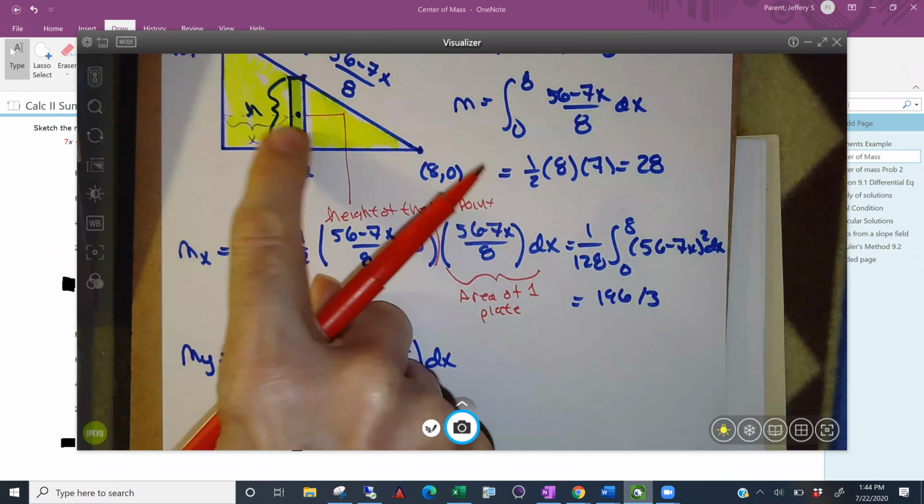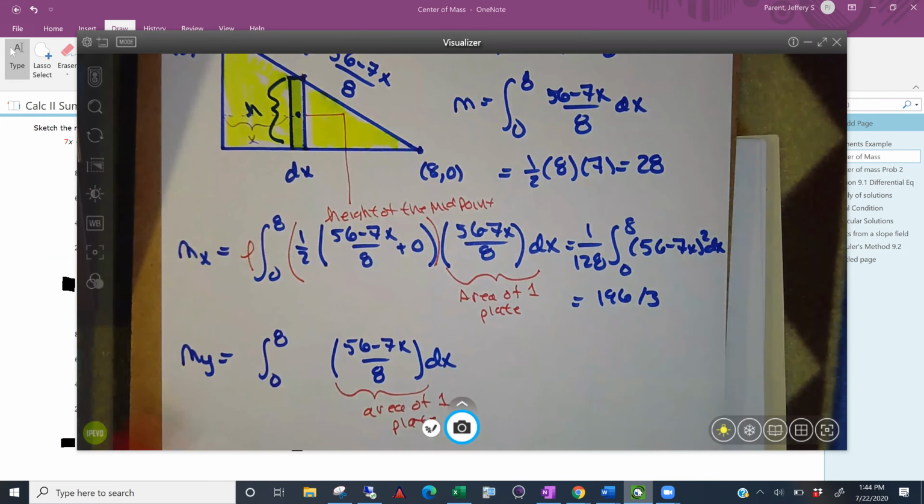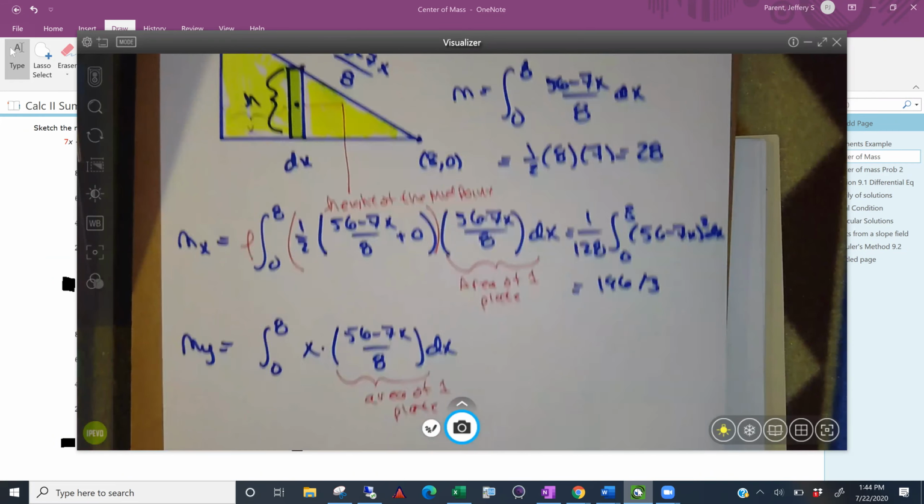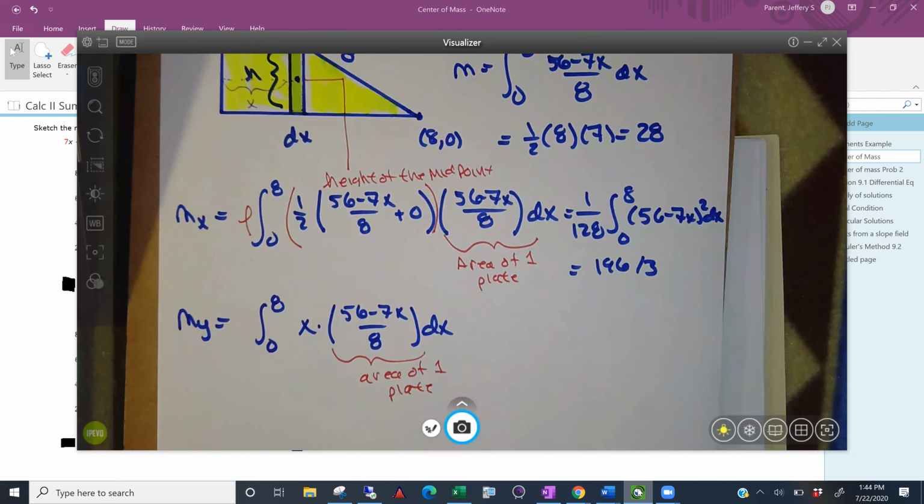Times its distance to the y-axis. Isn't that special? It's just x. So, distance to the y-axis.